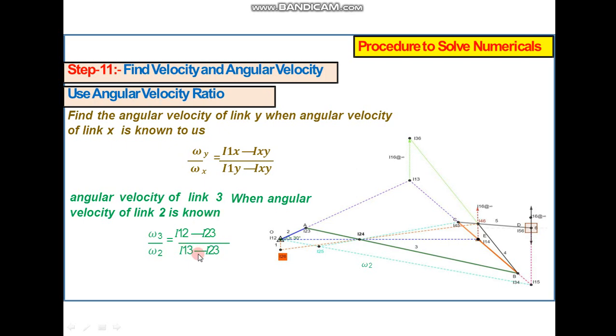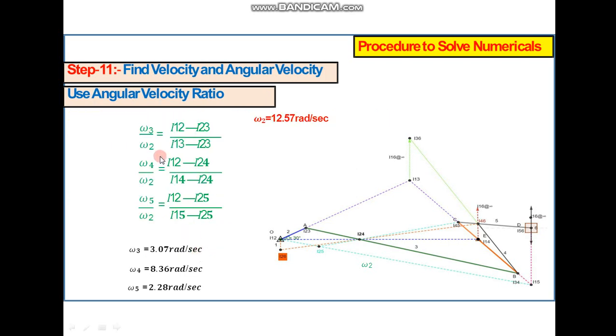So similarly, we can find any angular velocity by using this. Means if omega 2 is previously known, I find out omega 3. If omega 3 is known, I find out the unknown angular velocity from omega 2. From any known angular velocity, I can find the unknown angular velocity with this formula.